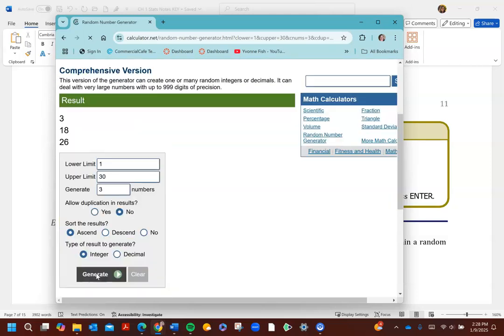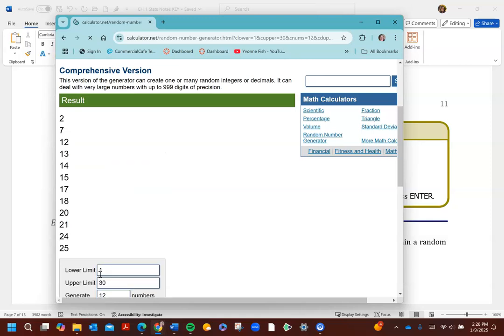Kind of strange that would happen that way. 3, 18, 26 would be another option. I could increase it, like if I want to get the grades or something from 12 of the students, I could just change the number and generate, and I would get a much longer list. So that's what they're referring to as a random number generator. It's fairly simple to use, but when we go through more examples, if you need to do that skill, let me know if you're struggling at all.